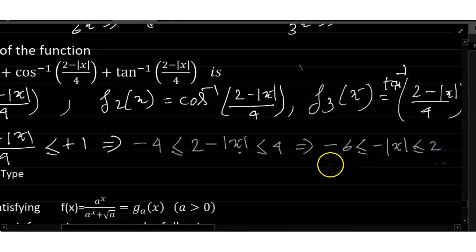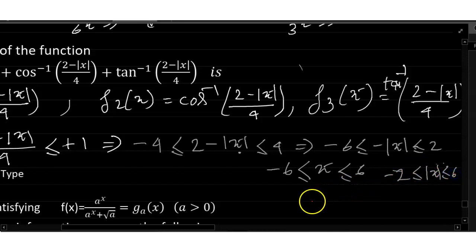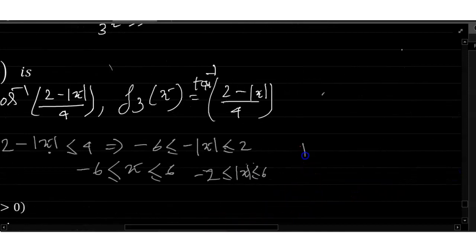So it can be written this way, that minus 6, if minus will vanish, then it is minus 2 less than or equal to mod x less than or equal to 6. So this way we get the domain of f1 equals minus 6 to 6.